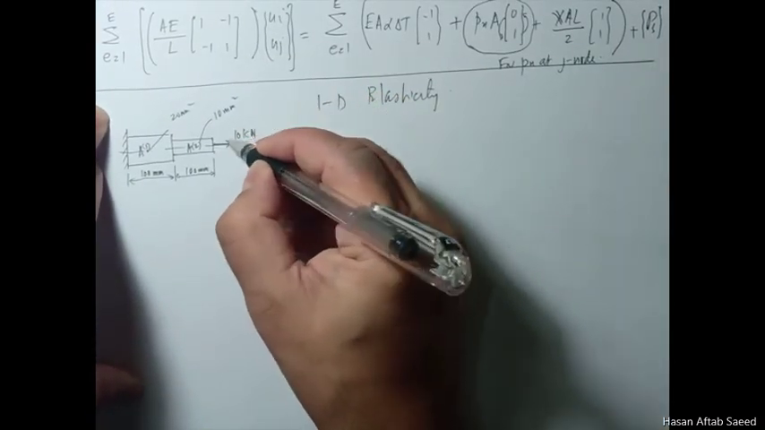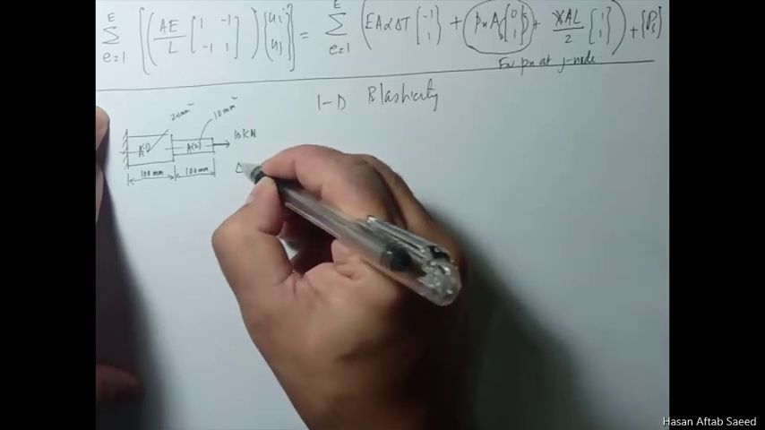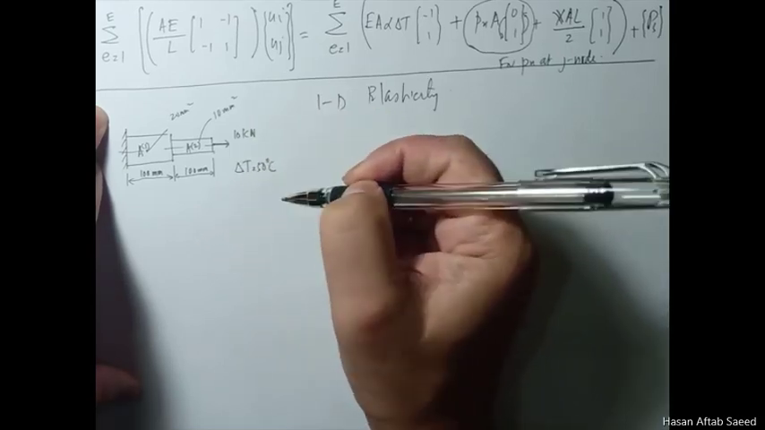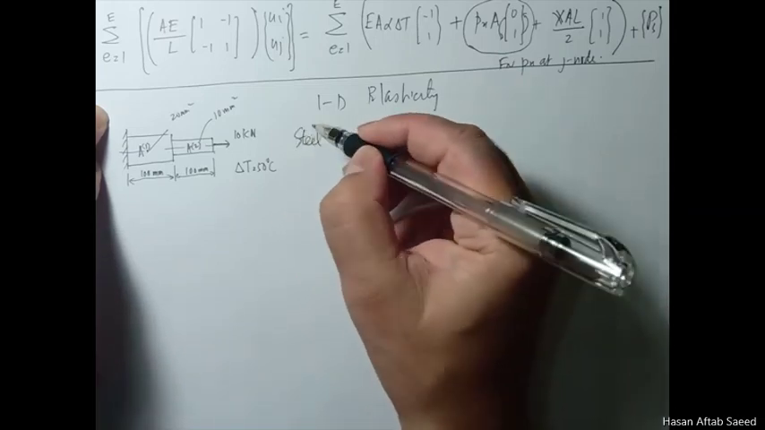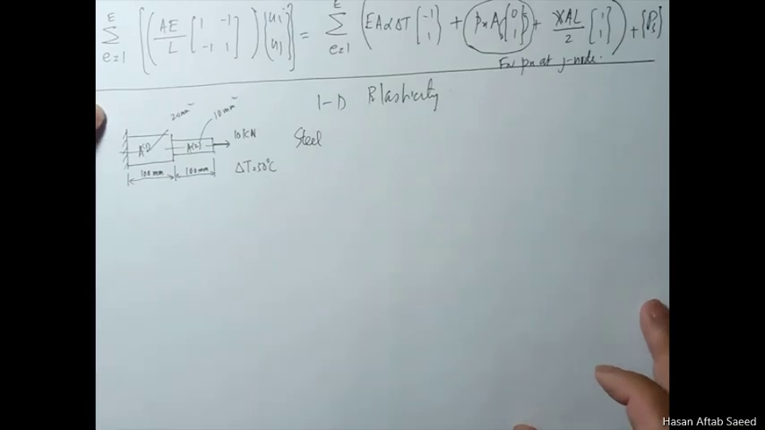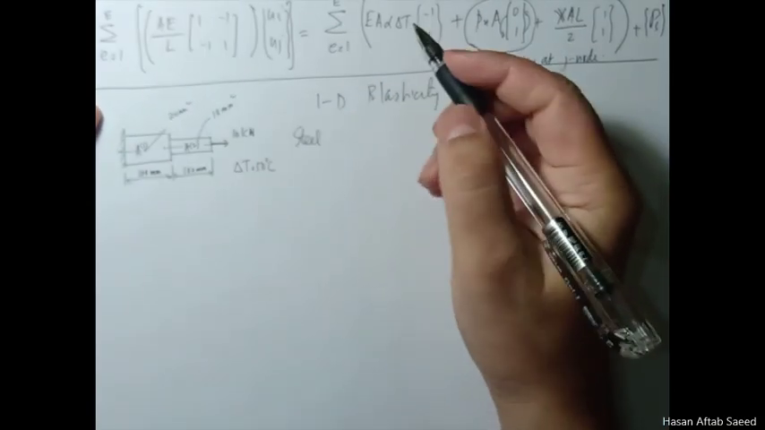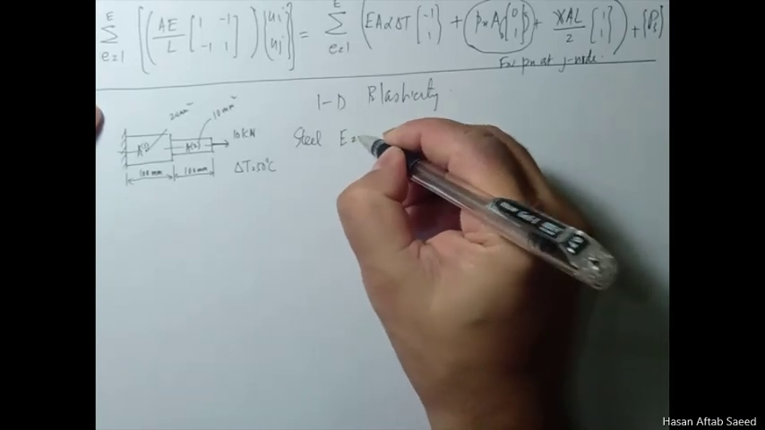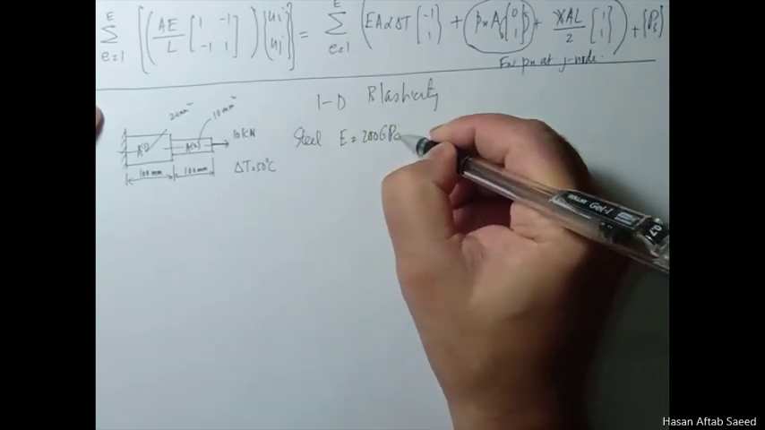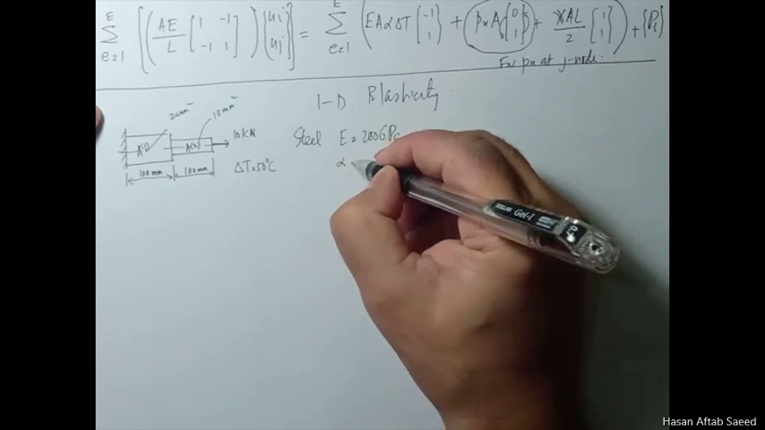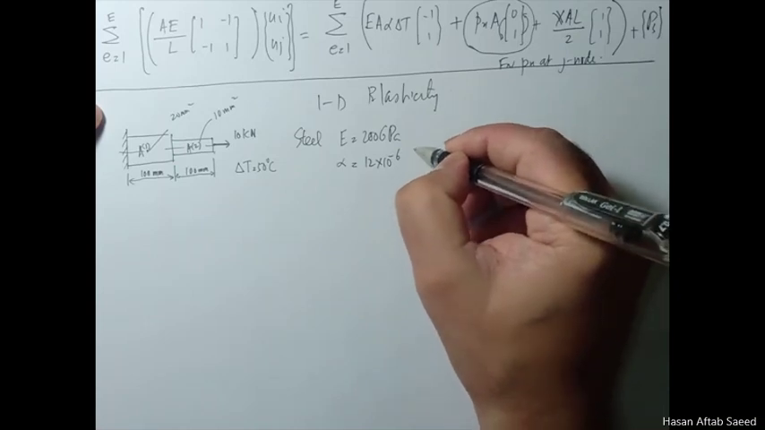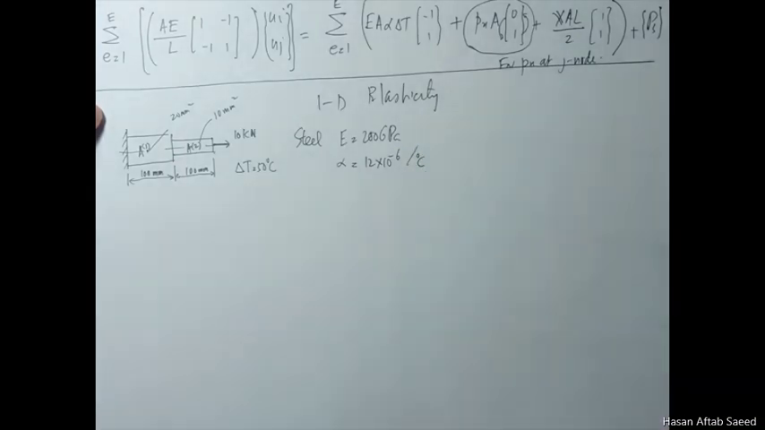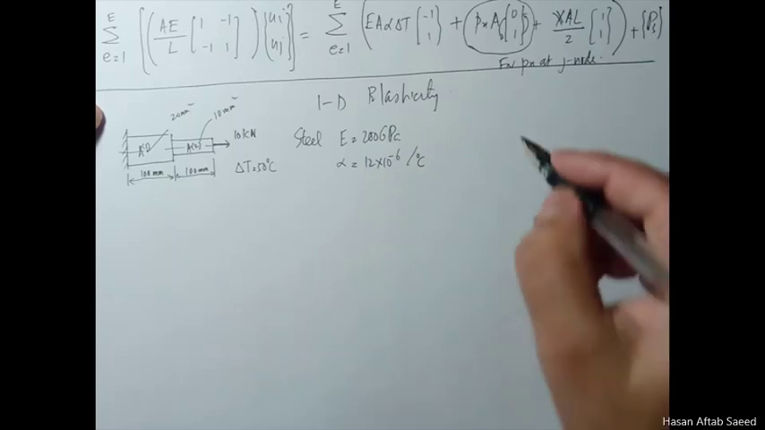And this whole system, apart from this 10 kilonewton force, there is also a temperature change of delta T equal to 50 degrees centigrade. So the temperature is increasing. The material is steel, and for steel, the Young's modulus is 200 GPa, and the coefficient of linear expansion is 12 into 10 raised to the minus 6 per degree centigrade. And you're supposed to analyze this.